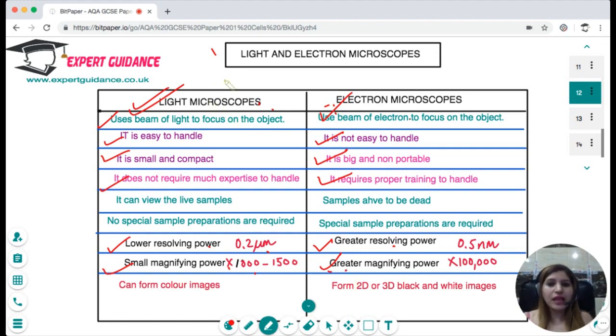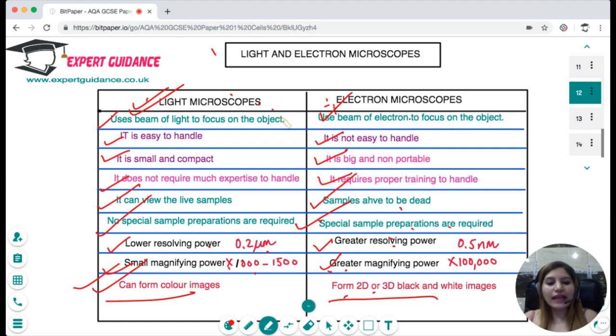But for the light microscopes, you can view the live samples and you do not require special preparation of the samples. But for the electron microscopes, the samples have to be dead, and we require some special sample preparations. With the light microscope, we can stain the sample and see the color images. Whereas the electron microscope can form 2D and 3D images, but the images are black and white. Okay, so I hope this difference between the light microscope and the electron microscope is crystal clear to you. Make sure you can write the similarities and the differences between the two.